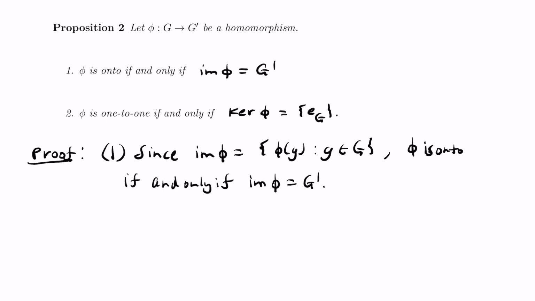I want to think about this in terms of a picture to really get a picture of what's going on. So here you have G, which has a bunch of elements in it, and here you have G prime.